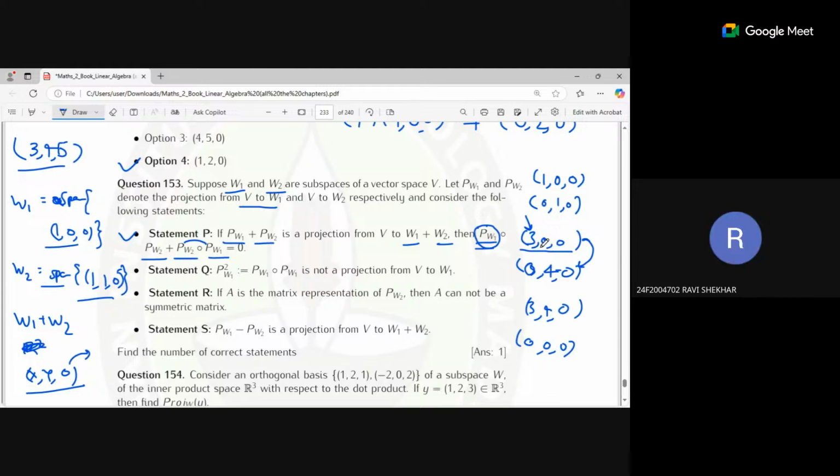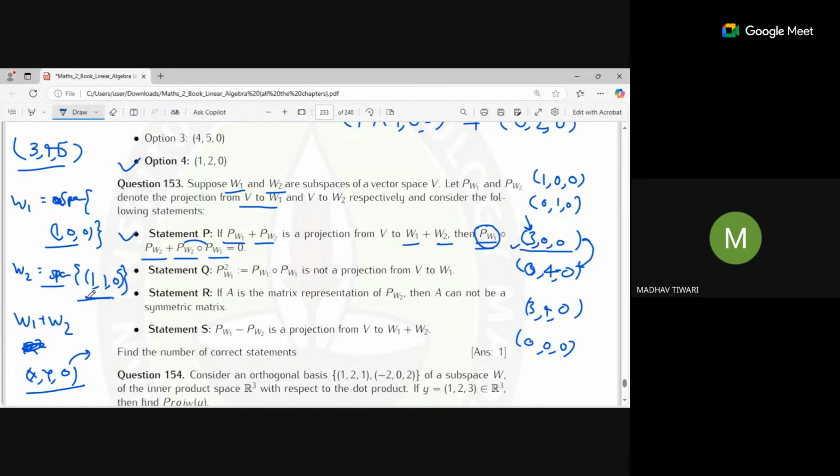Sir, for the projection of 3, 4, 5 on the 1, 1, 0 subspace, shouldn't it be the inner product of those divided by the norm? Yes, the same thing. The inner product is not given, so I am using the standard dot product here as an example. When you take the inner product, it comes out to 7: 3 into 1 plus 4 into 1 gives 7.